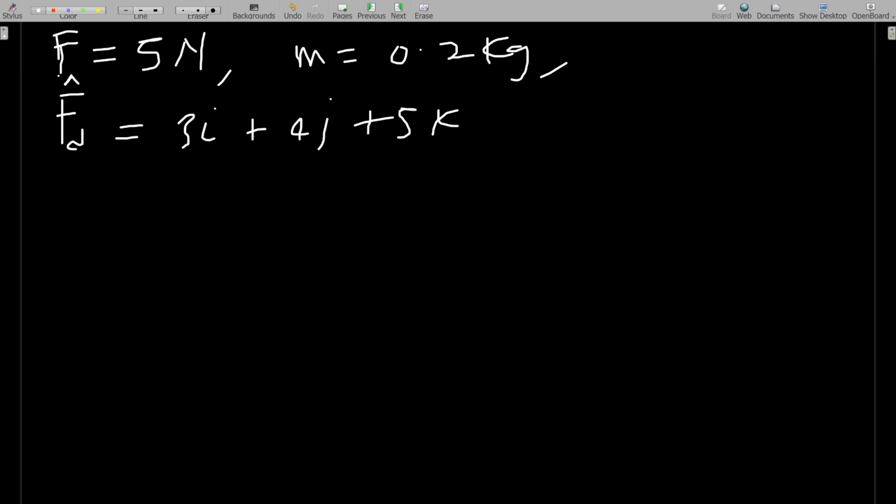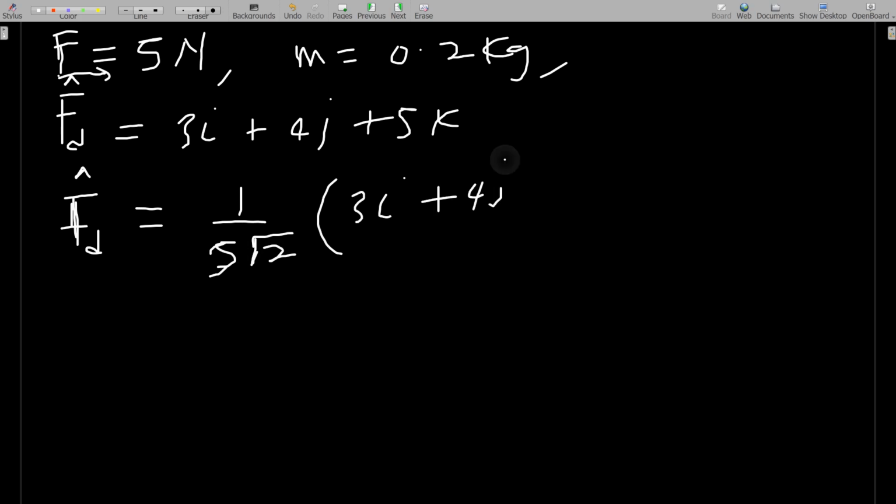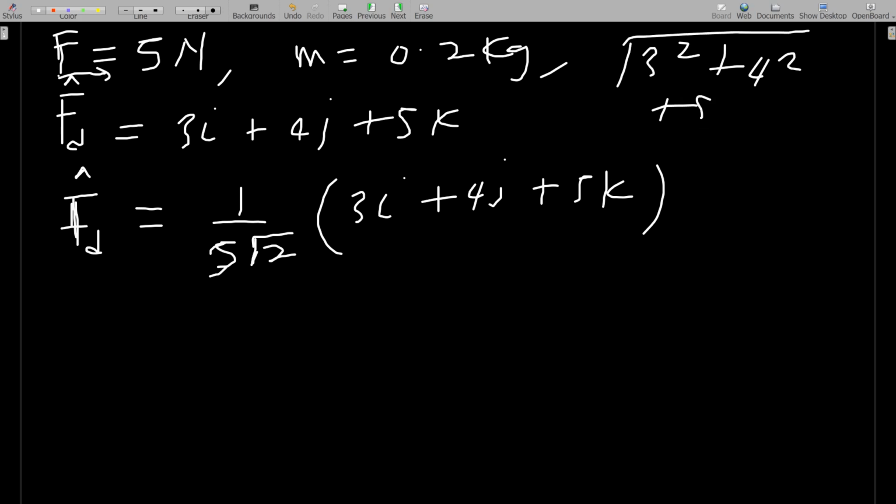So what we have to do is find the unit vector of this directional force. Sorry, this shouldn't be cap, it should be like this. So FD cap would then be equal to 1 over the magnitude of this, and the magnitude of this is just 5 root 2. So 1 over 5 root 2 into 3i plus 4j plus 5k. And I hope you know how to find the magnitude: it is just the square root of 3 squared plus 4 squared plus 5 squared. You add all of these, find the square root of that, and that is it.